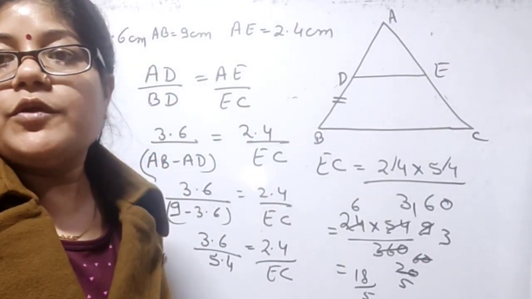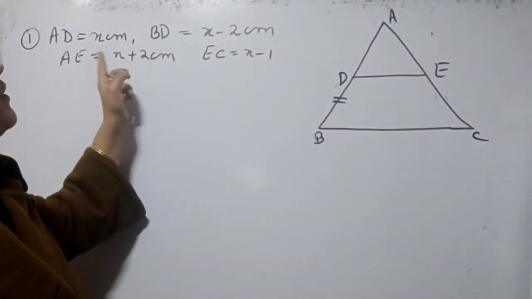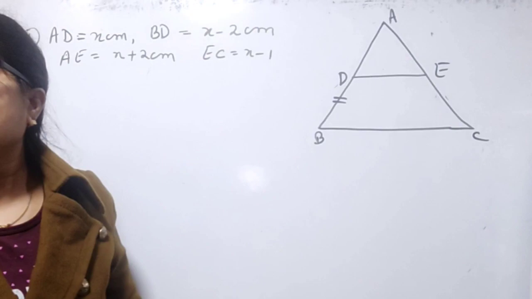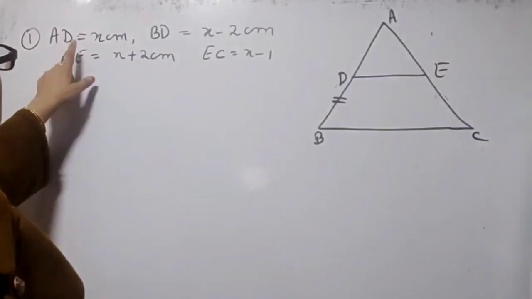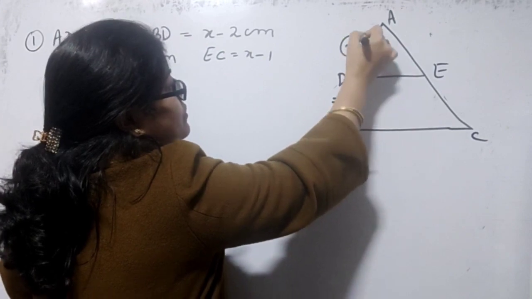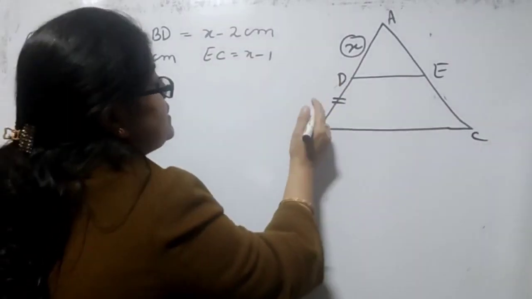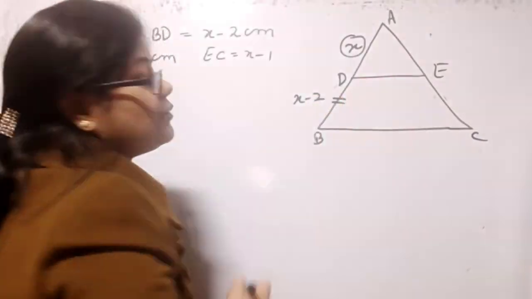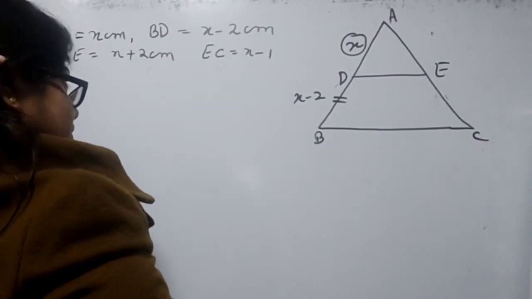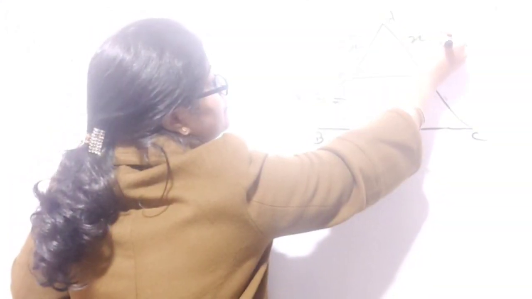One more problem I am going to discuss with you. Now in this question, the values are given in the form of x and we have to find the value of x. Now AD is equal to x centimeter. BD is equal to x minus 2. Now the next one, AE is equal to x plus 2 and EC is equal to x minus 1.